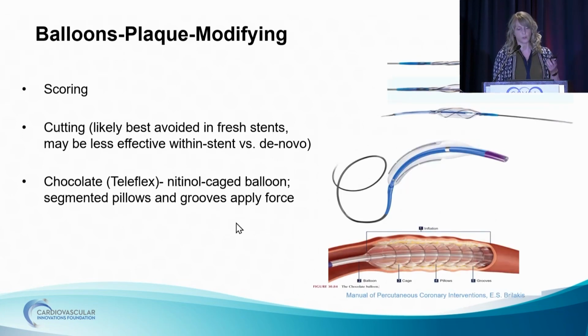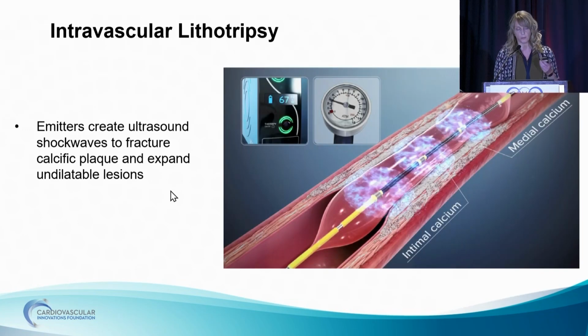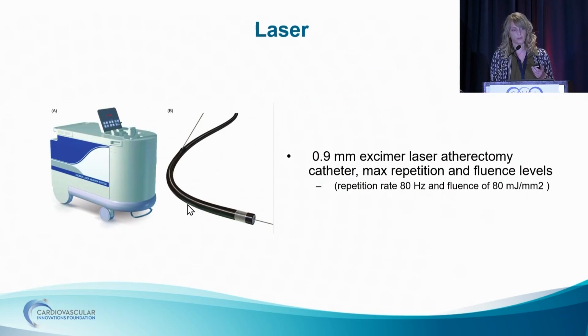We talked earlier quite a bit, Kevin outlined the role for scoring, cutting, and chocolate balloons and what they look like. OPN, again, is graded for up to 40 atmospheres or 35 atmospheres clinically, and I would just advise you, if you're working with it at those pressures, maybe to consider undersizing it by 0.5, at least initially when you're using it. Lithotripsy has been talked about fairly extensively as well, but this is a great tool to us now dealing with calcified lesions, in particular in ISR setting and underexpanded stents.